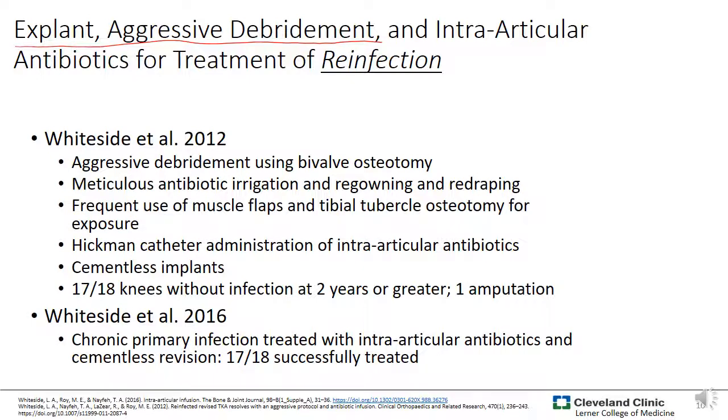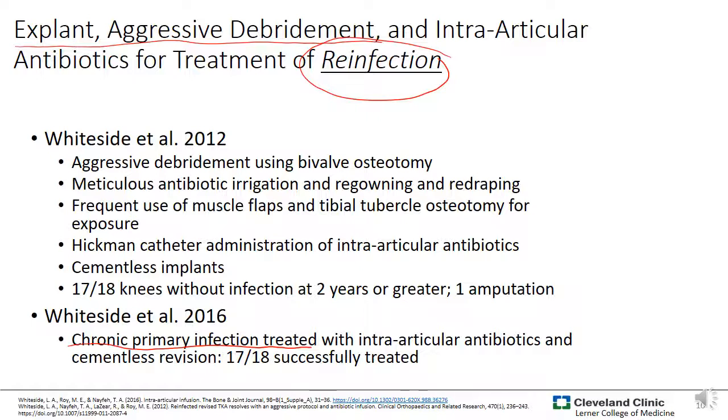And this has been successful in both primary chronic infection and also reinfection, which is notoriously extremely difficult to treat, that being that the patient has already been treated with an explant and spacer placement and has undergone a secondary prosthesis after that.